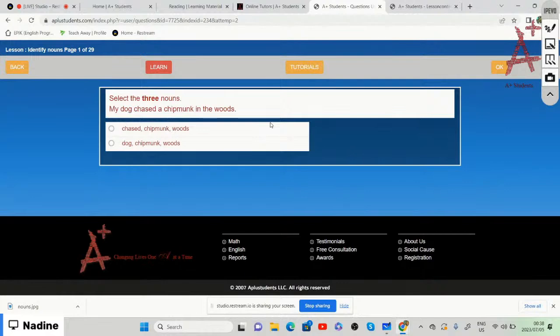Is it option one, chased, chipmunk, woods? Or is it dog, chipmunk, woods? We need to choose the correct words, three words, three nouns. Which option is it? The three nouns that we need to select within the sentence: my dog chased a chipmunk in the woods.